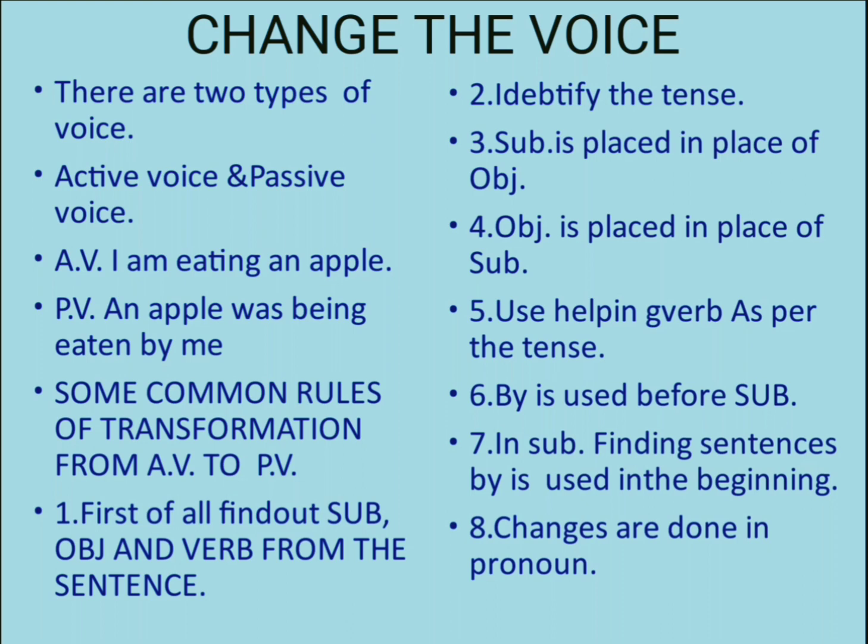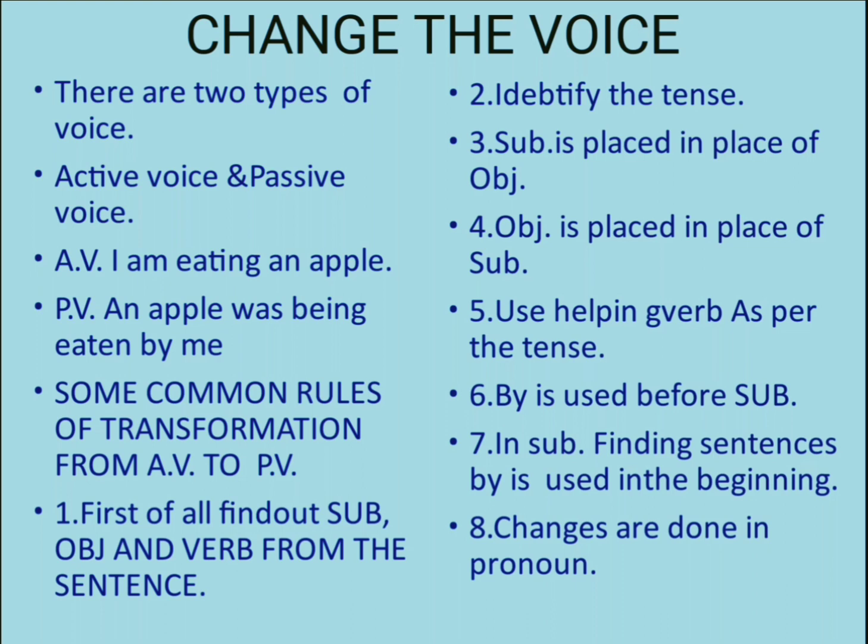First of all, we have to find out the verb from the sentence. Verb means any action. So we have to find out the verb. Then if we ask who to the verb, we will get the subject, and when we ask what to the verb, we'll get the object. So this is the way to find out the subject, object and verb from the sentence.